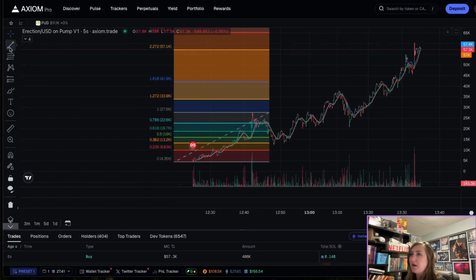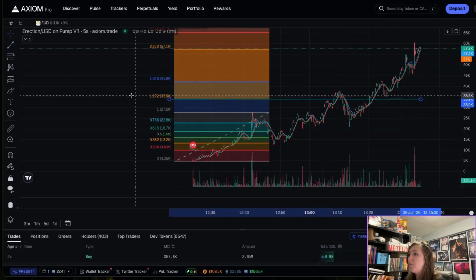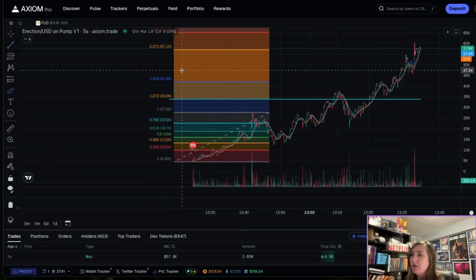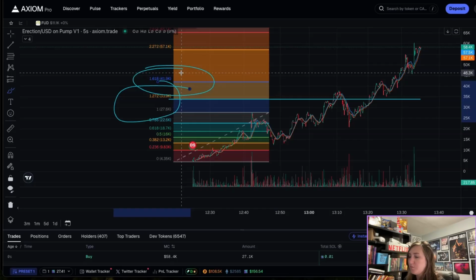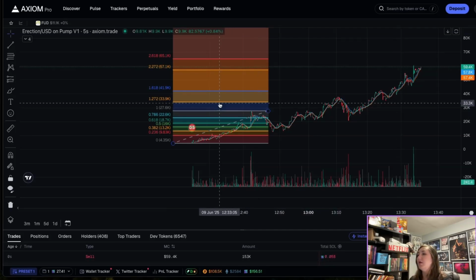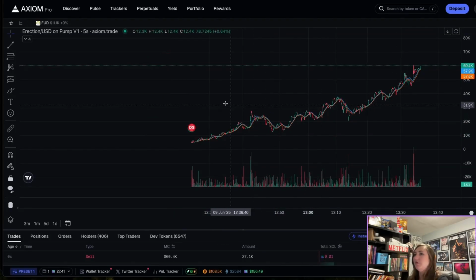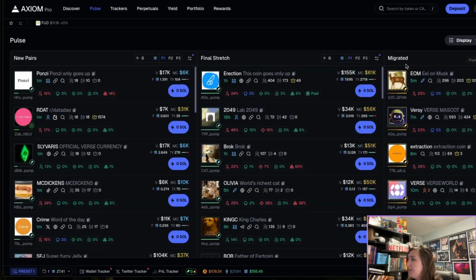You'll see here, it actually came up pretty perfectly before it dumped back down to that 1.272. And these are the areas I'm normally looking to take profit. It's 1.272, 1.618. Can it go higher? Certainly. We're at the 2.272 now, so I'd be wary, maybe even getting out around this level. But these are all levels we can look at to take profit, so we're being safe with our trades. So this is just one example here of how I use TA when trading meme coins.